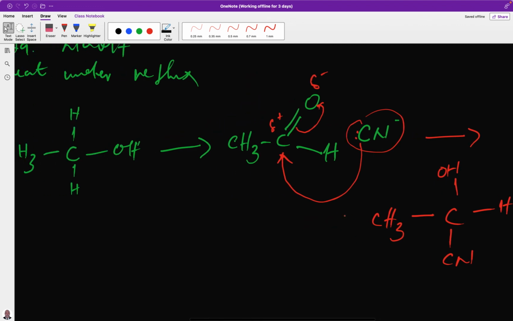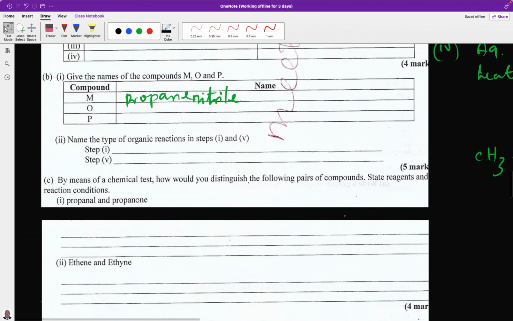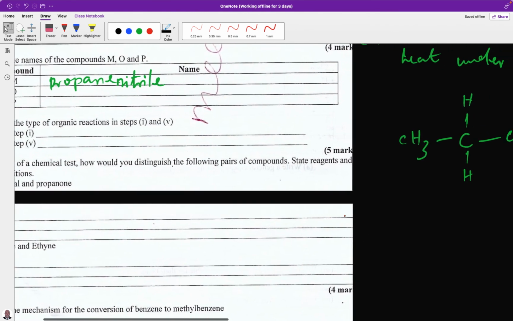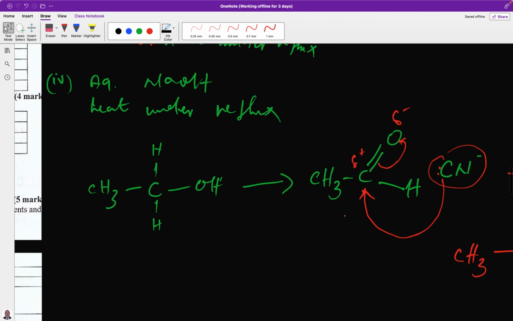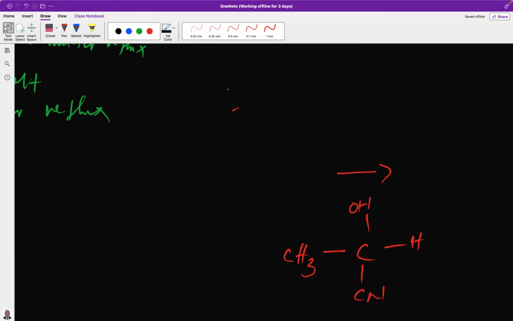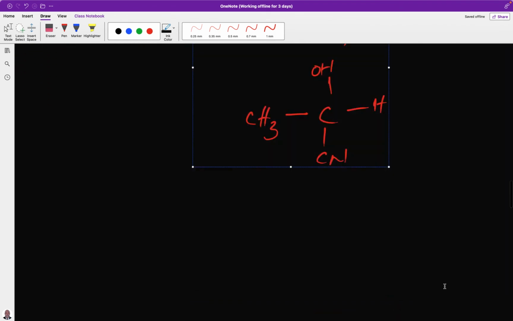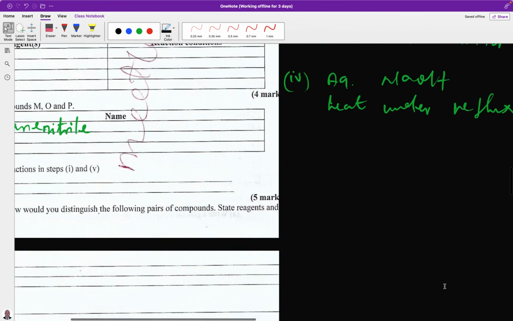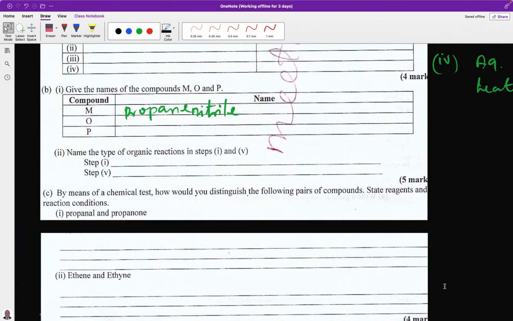Now, in that case, compound O will be the aldehyde. I said it will be the aldehyde because it's not the acid. So compound O results from oxidation using acidified potassium dichromate. So compound O is ethanal.